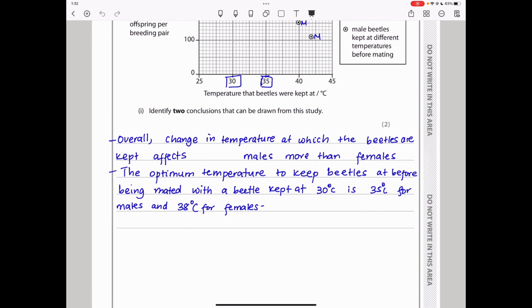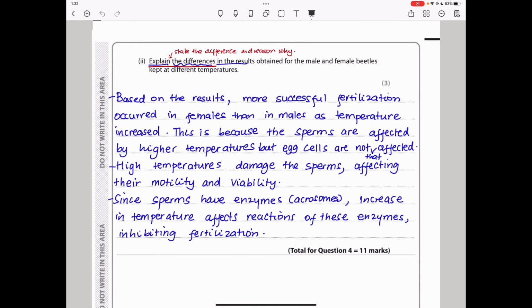So let's go to the next part. This is the final part of question 4. It says, explain the differences in the results obtained for the male and the female beetles. Every time they tell you to explain something, it means there is a specific fact they want you to state and then give a reason as to why that fact is the way it is. So this fact is why the difference in the results obtained between the males and females. Why is it that females can withstand a higher temperature in comparison to the males?